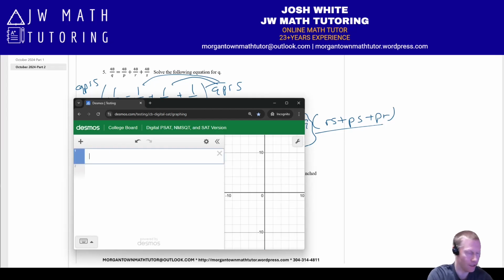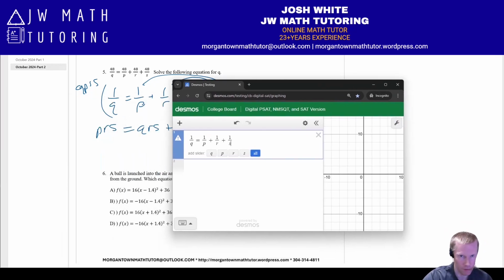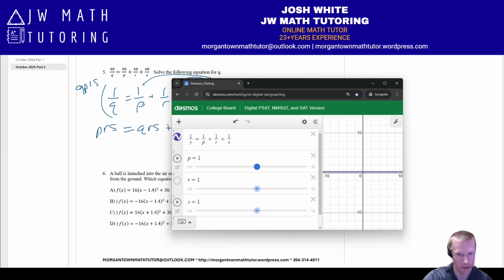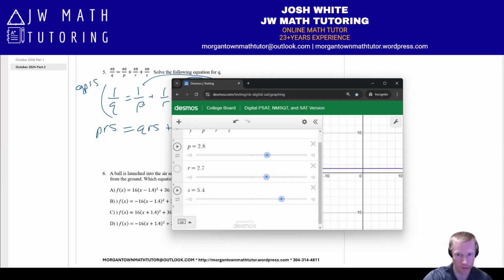Basically what we're going to do is type the original problem. First of all, you can get rid of the 48s, or you can keep them there. It technically doesn't matter. Except the letter I am solving for, which in this case is Q, I'm going to replace with Y. The other three things I'm going to add sliders for, and I'll just move them to whatever random numbers. There we go, perfect.